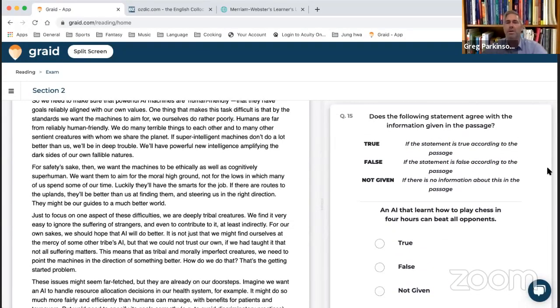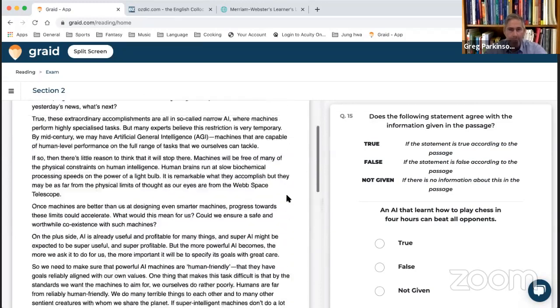Let's have a look at what we're told. True, if the statement is true according to the passage. False, if the statement is false according to the passage. Now, these are the two which people get confused with. False means the information is in the passage, but it is wrong, right? Not given means there's nothing there. So a lot of people confuse false and not given. But let's scroll up right to the top.